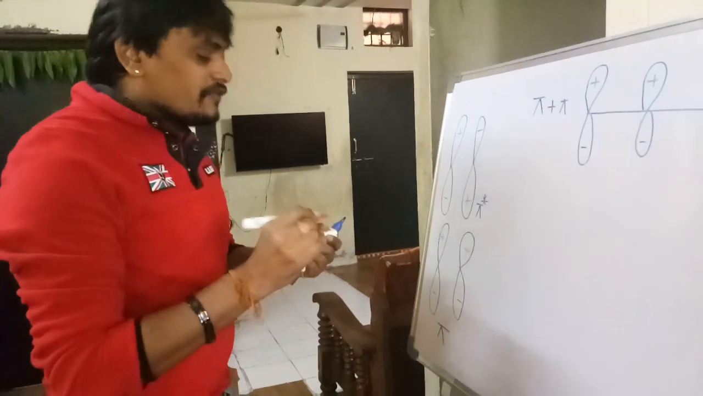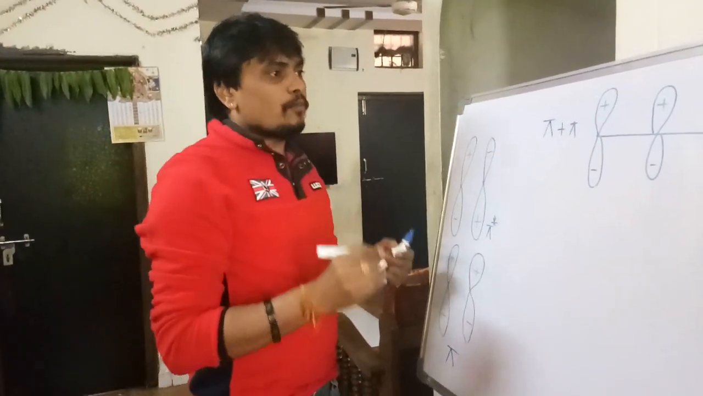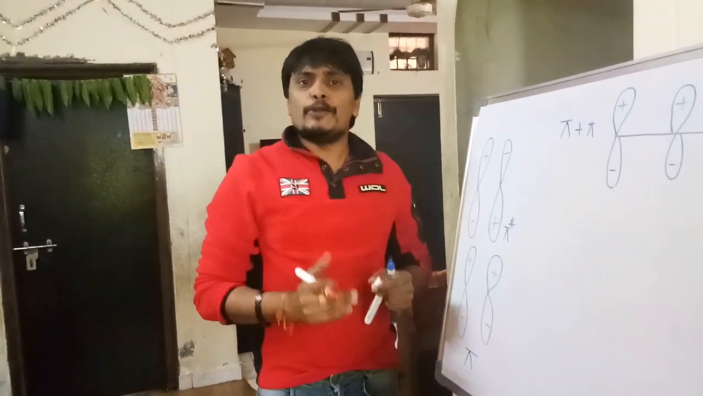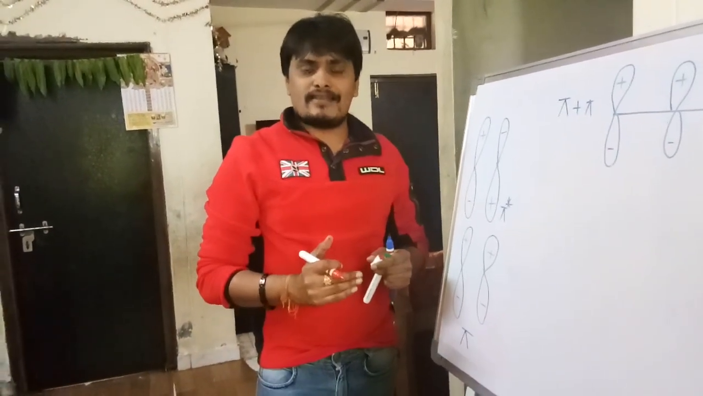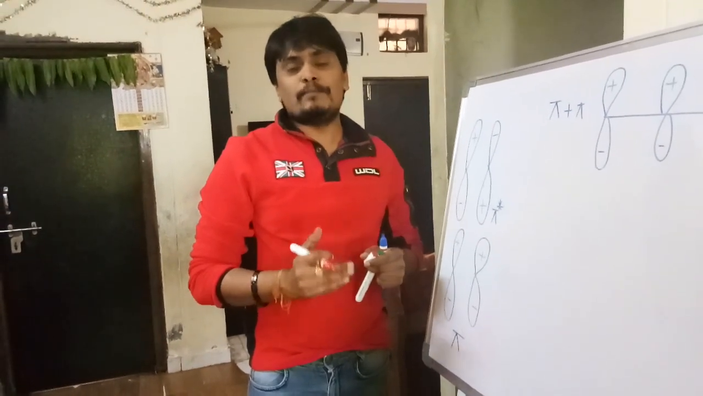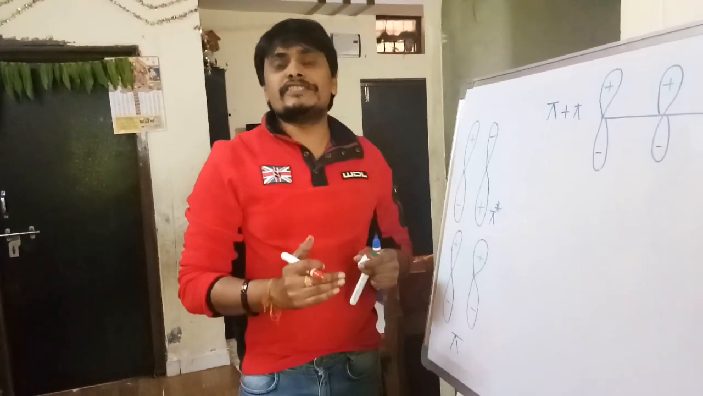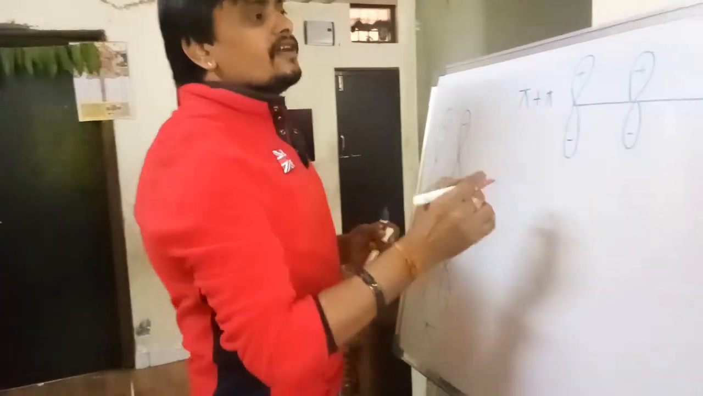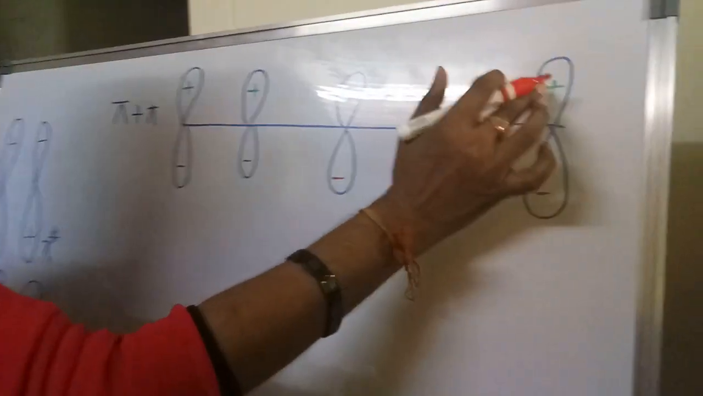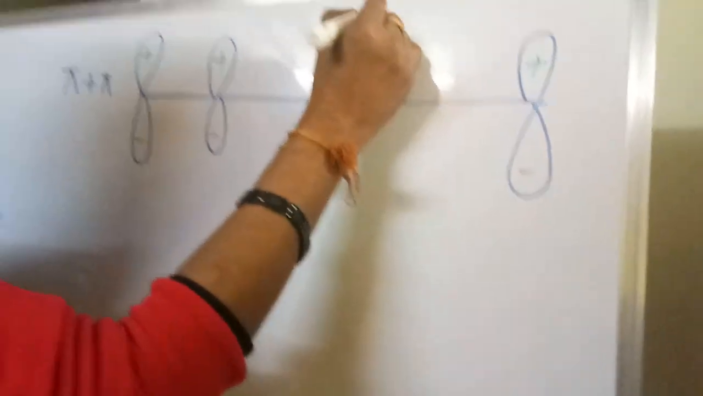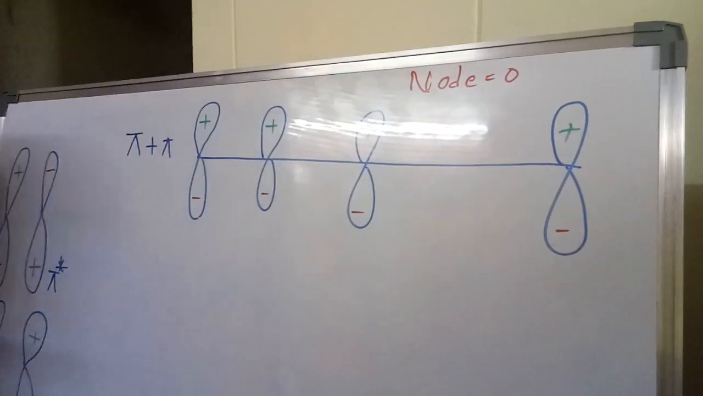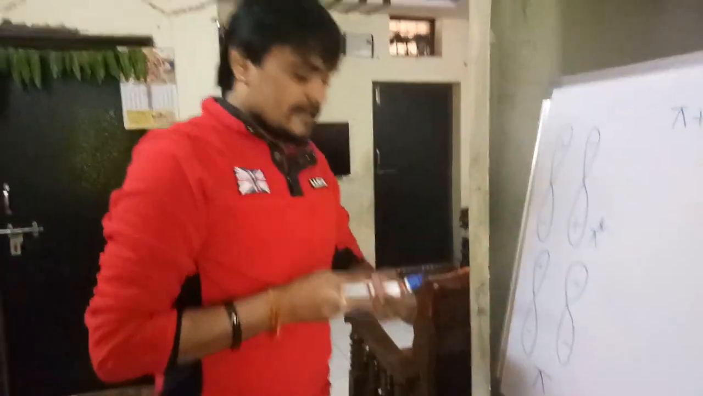Now in this pi with positive pi, there are no nodes. What do you mean by node? A node is a plane where the wave function changes its phase. Now here there is no node: positive, positive, positive, positive, positive, positive. So the number of nodes in this is 0.